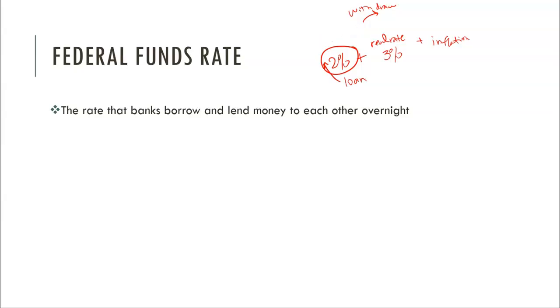So this ends up being sort of like the basis, that lower bound rate for all other interest rates. As the federal funds rate goes up and down, usually other interest rates go up and down as well. So the interest rate I can get on a car loan or a home loan, that's going to change with the federal funds rate.